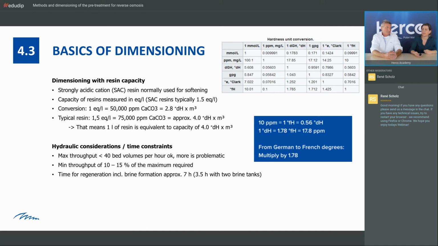Exactly. And if you know that the water has, let's say, 10 degrees German hardness, you would know that the 2,900 unit can do 290 cubic meters. Exactly. And that's the measure of your water meter, which has to be installed and adjusted.